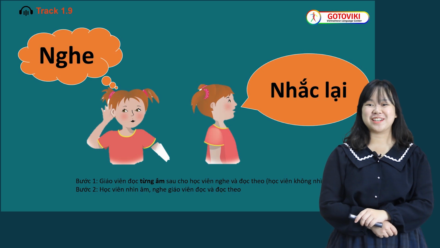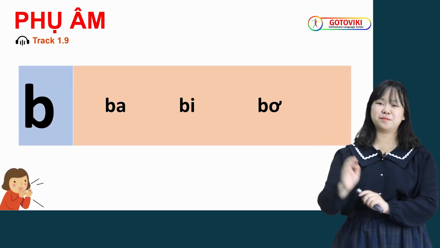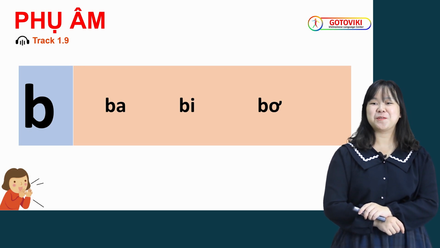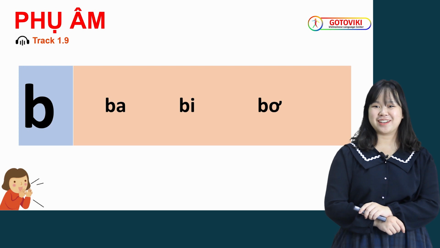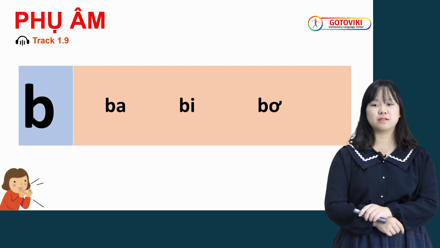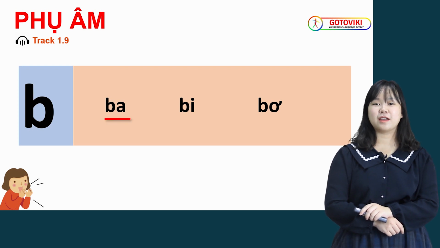Okay, let's practice each of them with me. First, we have the consonant bờ. To pronounce the sound correctly, you will use your 2 lips without aspirating. Okay, let's practice. Bờ. For example, ba, bi, bơ.